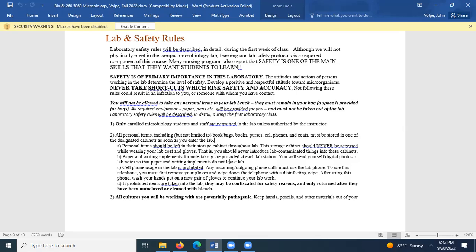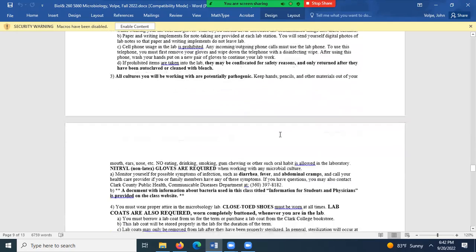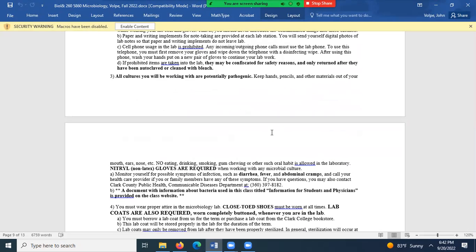All cultures that you work with in the lab are potentially pathogenic. They obviously never leave the lab. You should keep your hands, pencils, and other materials out of your mouth, your ears, your nose, etc. No eating or drinking or smoking or gum chewing or any oral habit is allowed in the lab. You must wear gloves. They are put on shortly after you enter the lab.